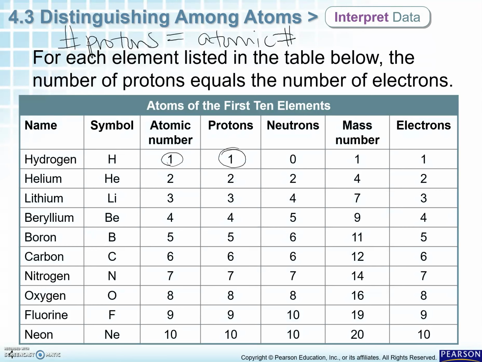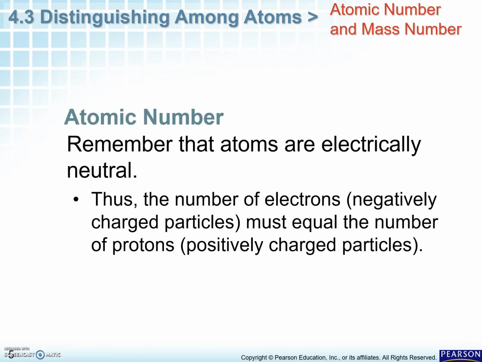If you look at another one, if you were to find oxygen, you would have an atomic number of 8, which also tells you that you would have 8 protons. Now, remember, atoms are electrically neutral. So remember the atomic number is equal to the number of protons. You can also figure out how many electrons there are.